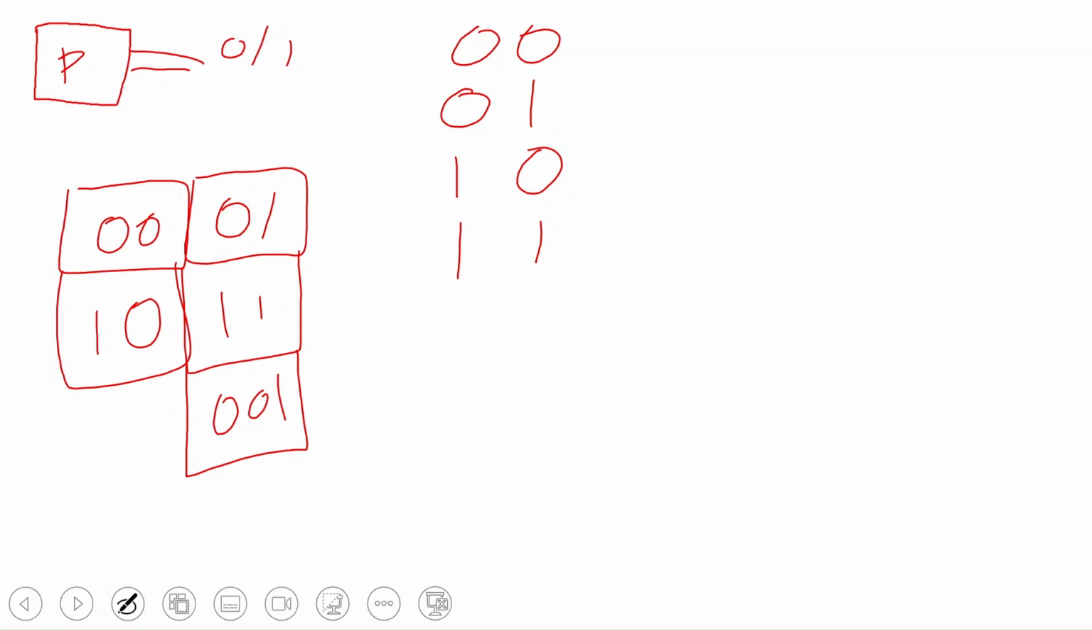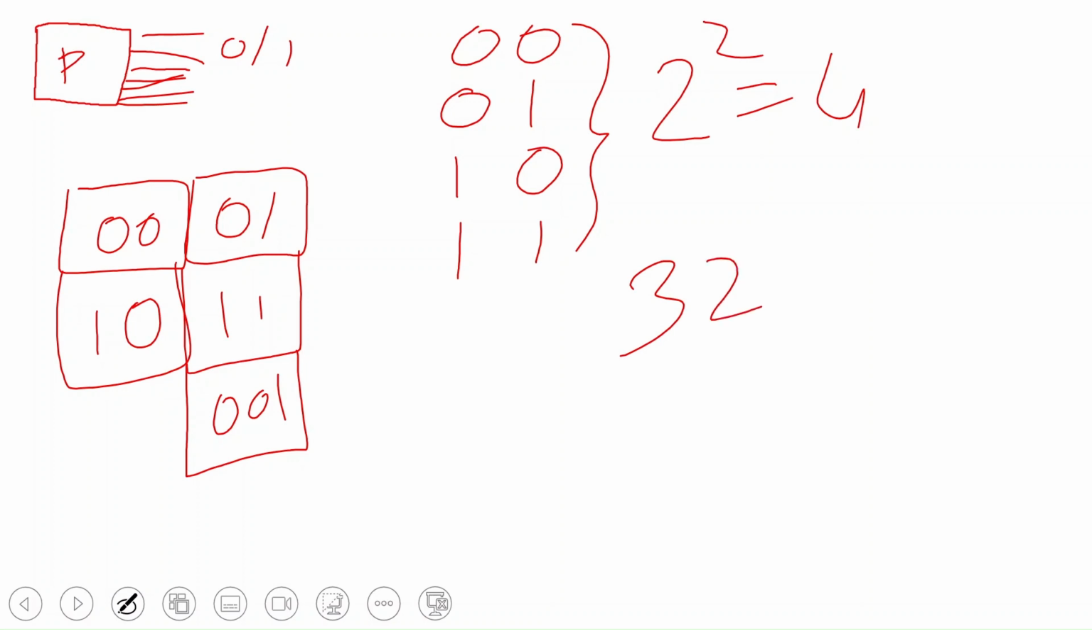And why is this 4? If you want to calculate, it's 2 to the power 2, which is 4, right? So these are the 4 addresses that it can refer to. Similarly, for a 32-bit processor, there will be 32 such lines going out. So that is, 2 to the power 32 equals 4 GB.